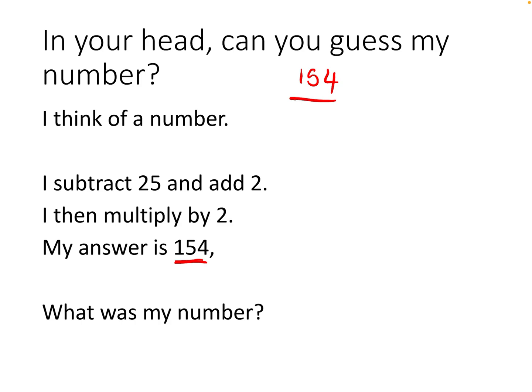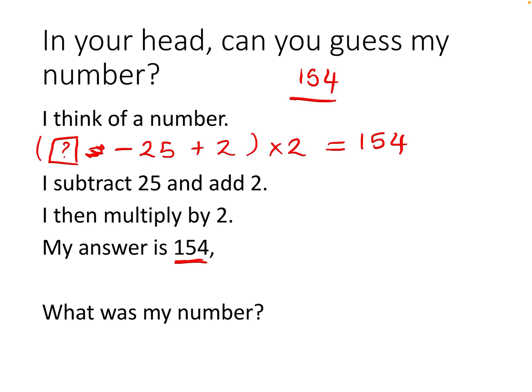Actually, a good place to start might be to write this as a number sentence. So let's think. So we're thinking of a number. That's a mystery number, and that equals, so that mystery number, take away 25, then add 2, and then we're going to take that answer, multiply it by 2, and your answer is going to be 154. We've got that there. Yeah? So we need to start with our answer and work our way back.